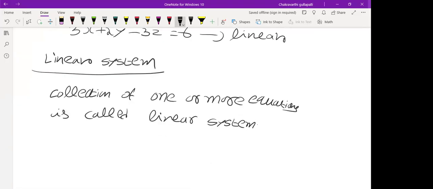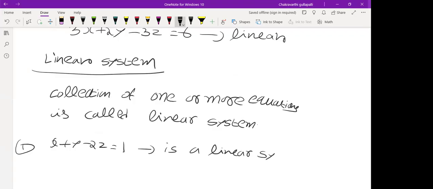For example, sometimes a linear system may contain only one equation. This is also a linear system. It's a linear system containing only one equation. It may contain one or more than one. You can call it a linear equation, or you can also call it a linear system containing one equation. Only one equation.